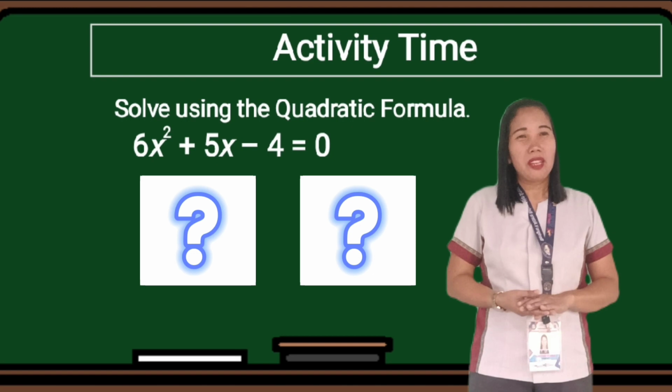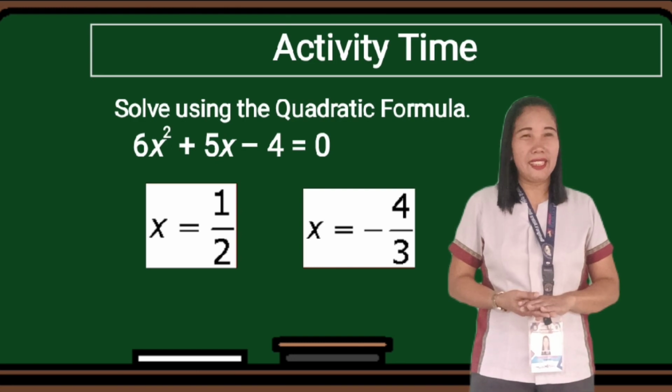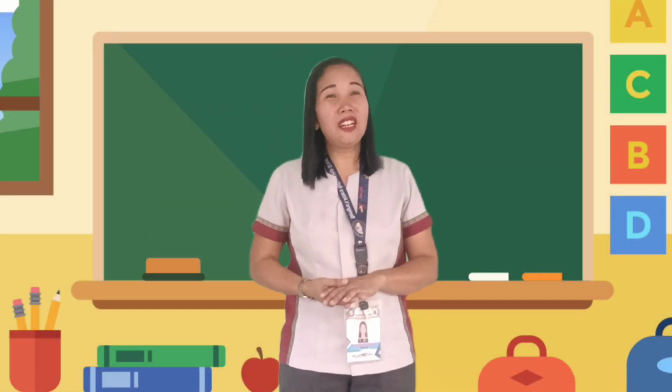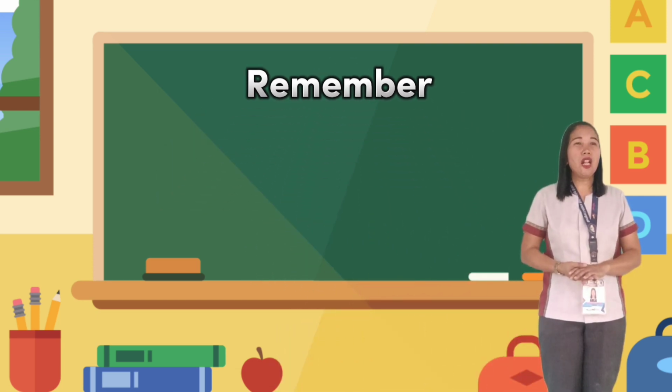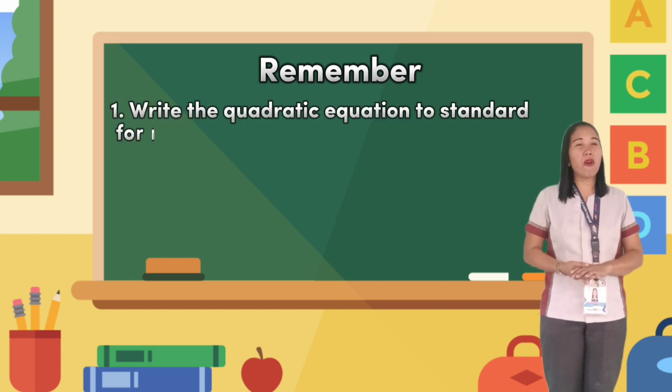The answer, x is equal to 1/2 and x is equal to negative 4/3. Did you learn how to solve the quadratic equation using quadratic formula? Remember, to solve the quadratic equations using quadratic formula, write the quadratic equation in standard form.